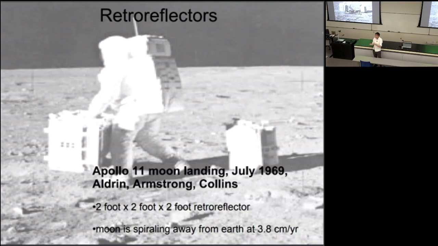So you can shine light on the moon, get it back, time how long the light took to go to the moon and come back, and because you know the speed of light, you can measure how far away the moon is. You can even measure the fact that the moon is actually getting further away from us. Every year, it gets a few centimeters further away. They were able to measure that the moon is not just going around in a circle, it's going around in a spiral, spiraling away from Earth very, very slowly, a few centimeters a year. And that was discovered using the retroreflectors.